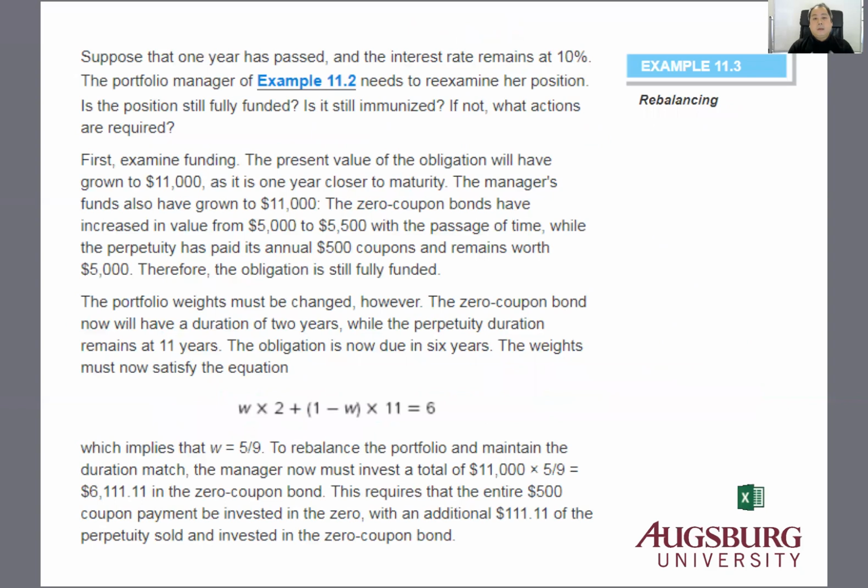Now, what if time changes, like time passed? Still same? Probably not. Let's look at that. So we have the same example. Now, 1 year passed. Now the present value of this obligation has grown to $11,000 because of the 10% yield. So your $10,000 present value obligation increased by 10% in 1 year, became $11,000, right? So we need to have $11,000 present value, so zeros and perpetuity first of all.